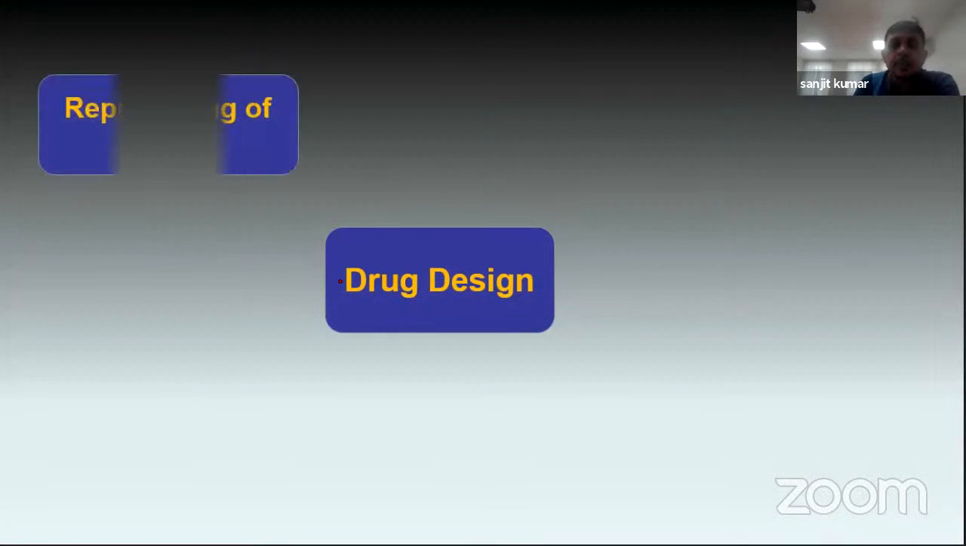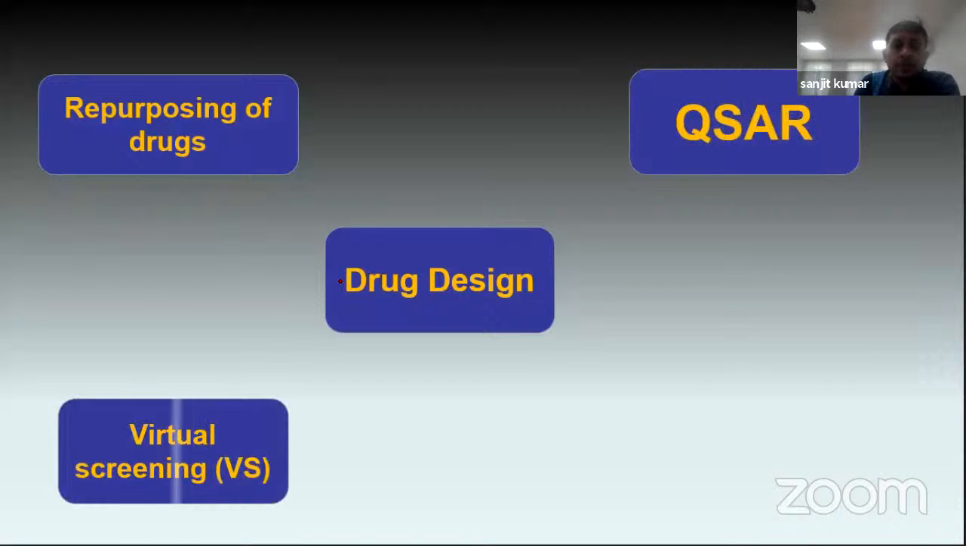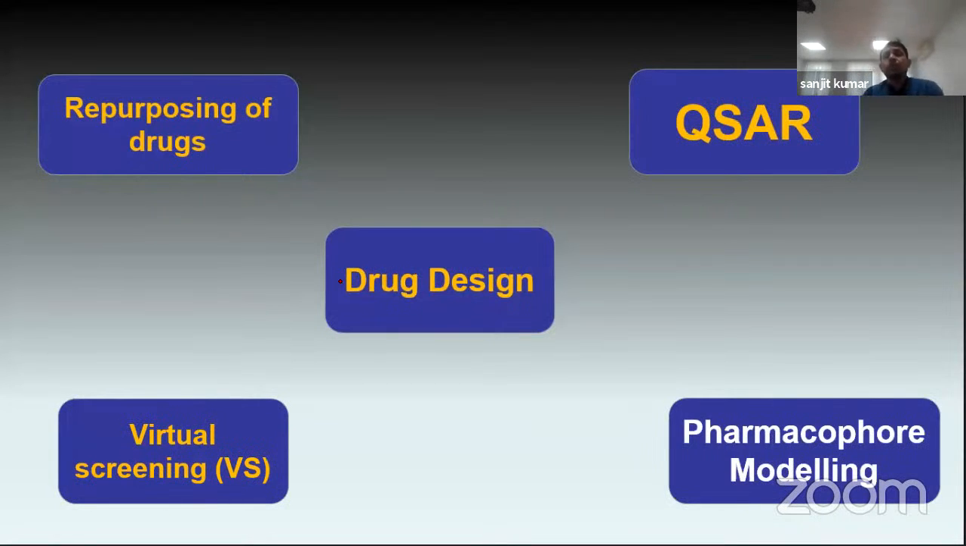Generally in drug designing, there are 4 to 5 methods we use. One is QSAR, one is pharmacophore modeling, the third is repurposing of drugs, and the fourth is virtual screening. QSAR is quantitative structure-activity relationship. Of most of the drugs you see in the market, I can say 40 to 50% are products of QSAR. I am not going to discuss QSAR because it is a very difficult topic.